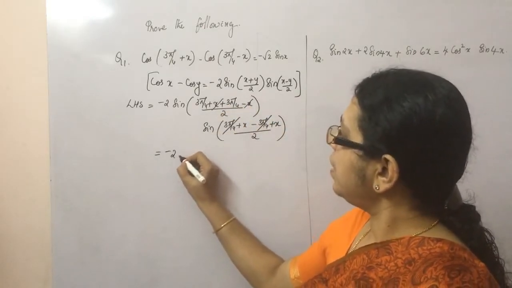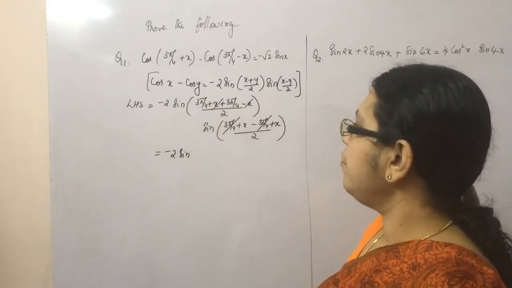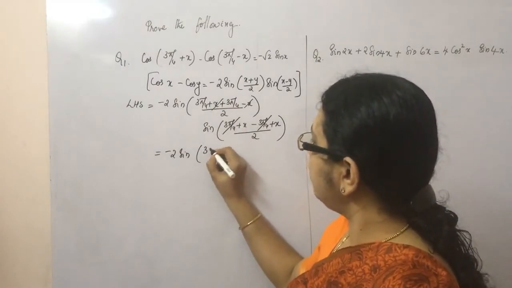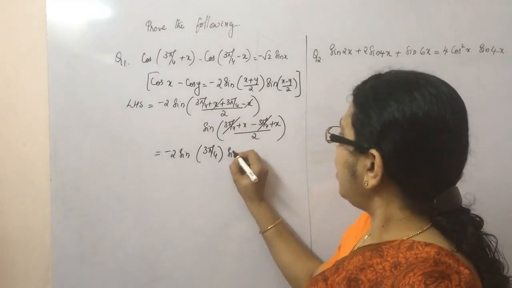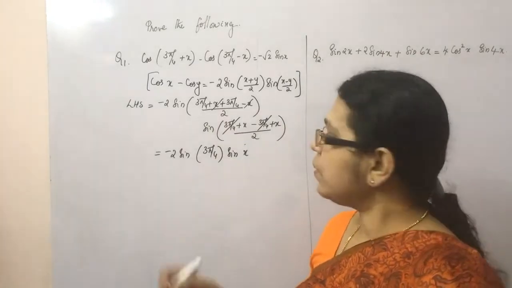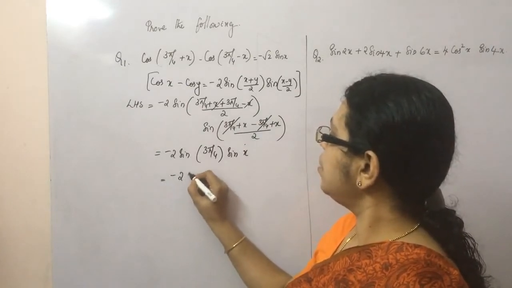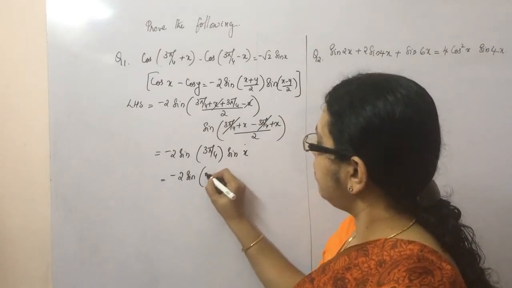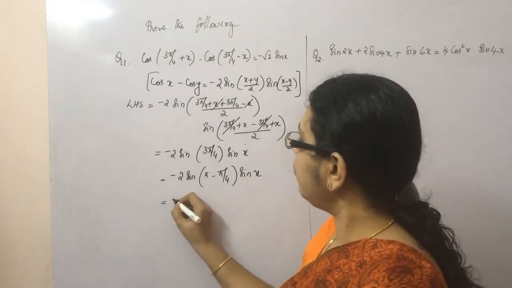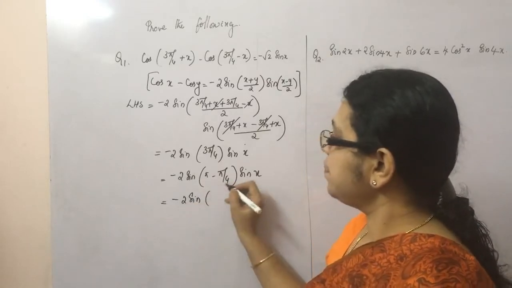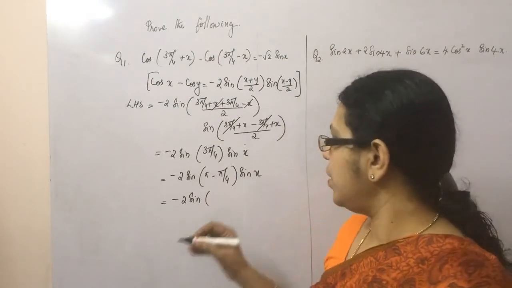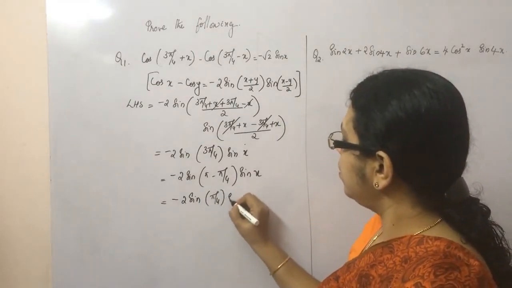This gives me −2 sin of (3π/4 + 3π/4), which is 2 times 3π/4, divided by 2, so 2 and 2 cancel to give 3π/4, into sin of (x + x), 2x, by 2, which is x. So this is equal to −2 sin(π − π/4) into sin x. Now what is sin(π − θ)? It is in the second quadrant where sine is positive. So it is sin(π/4) into sin x.